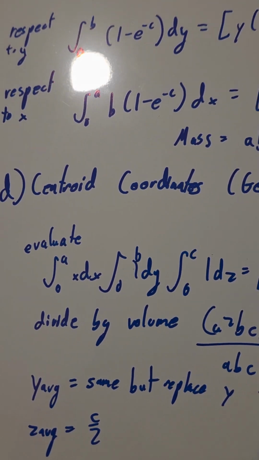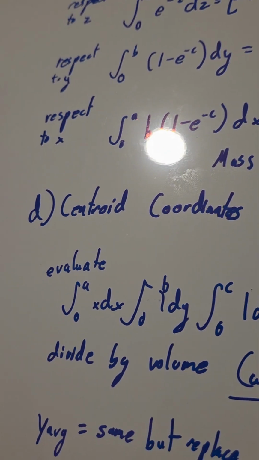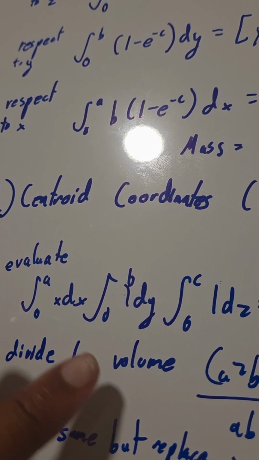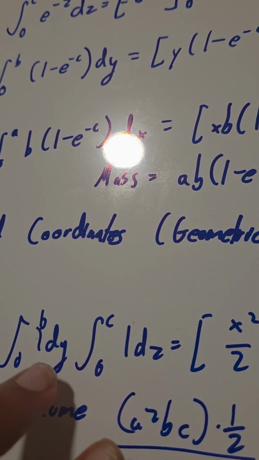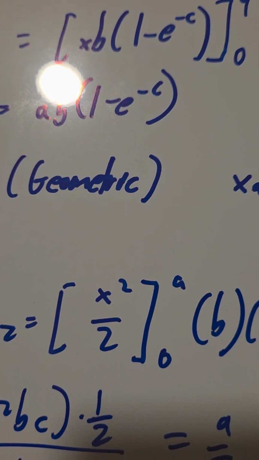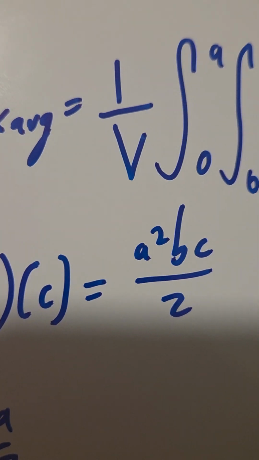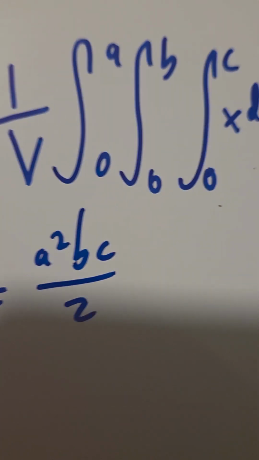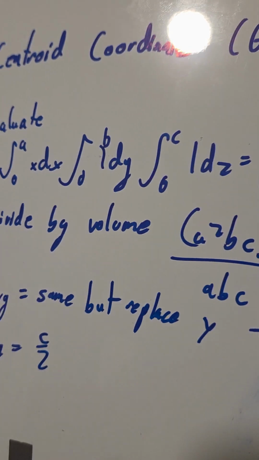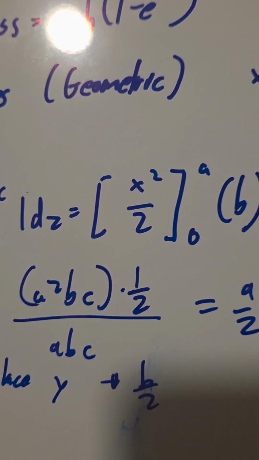When I am evaluating for x average, which is what I'm looking for, I set the integrand as x dx, and everything else I'm integrating 1. And so that gives you x squared over 2 from 0 to a times b times c, which gives me a squared times b times c divided by 2. Then you divide it by the volume, which we already know is abc from our previous part, and that gives you a over 2.